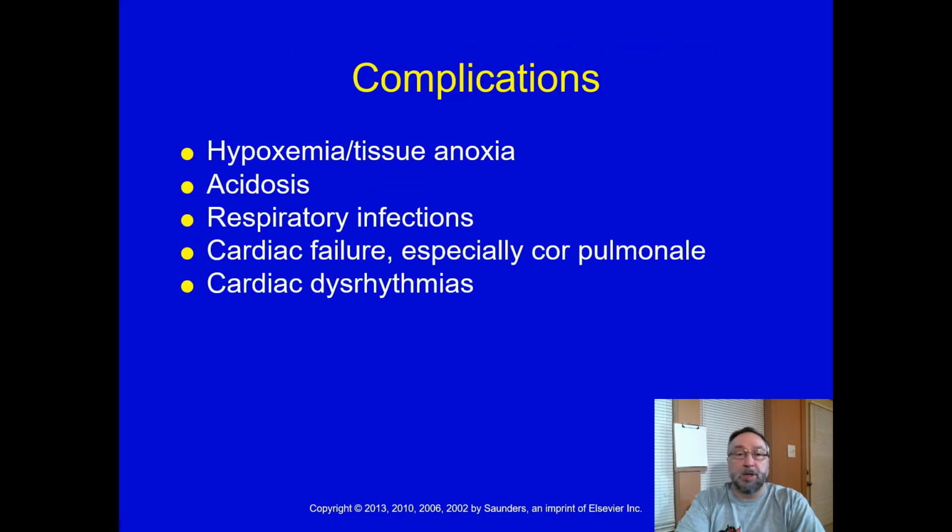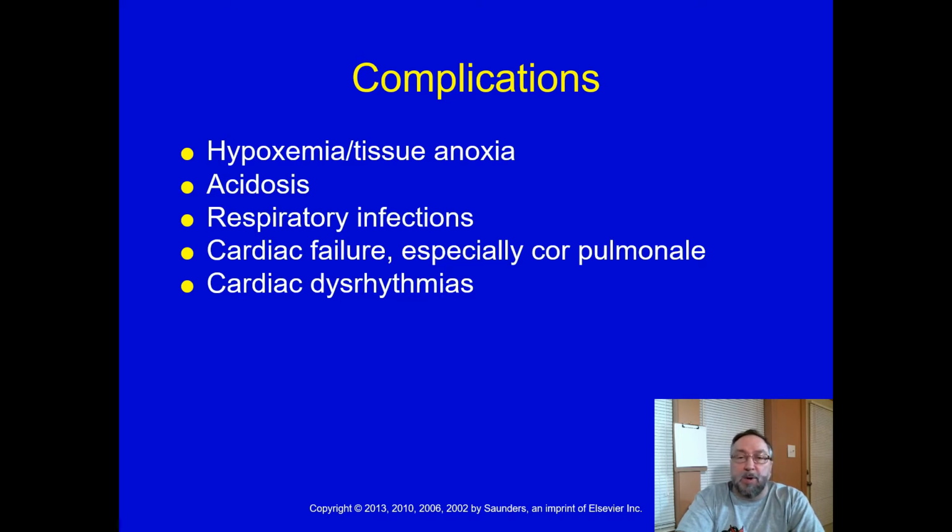Okay, complications of COPD. Hypoxemia, tissue anoxia. Well, that goes without saying, right? That's the problem. You're not getting oxygen. Acidosis, another thing, pretty much goes without saying. You're not getting rid of your CO2. So you've got those top two. They're real easy to understand. Respiratory infections, another thing that's not hard. These are all pretty common complications, pretty easy to understand, right? You get the infections, you've got all that mucus just sitting there ready to trap things, and you're not moving it out, so it gets to grow right there in your lungs.